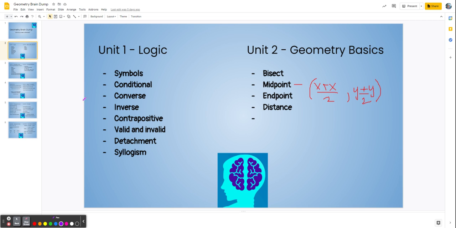What else do we need to know from either unit 1 or unit 2? What's converse? Yeah, QP. We changed the order. What's inverse? Not P, not Q. You insert that not, right? Yeah.